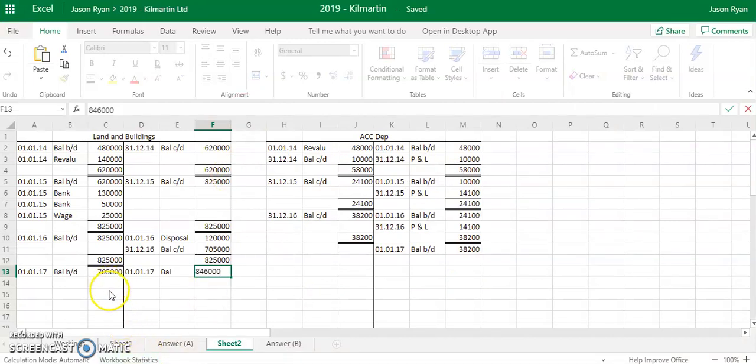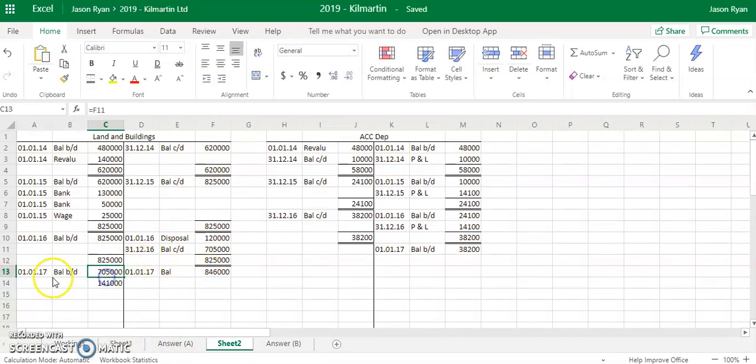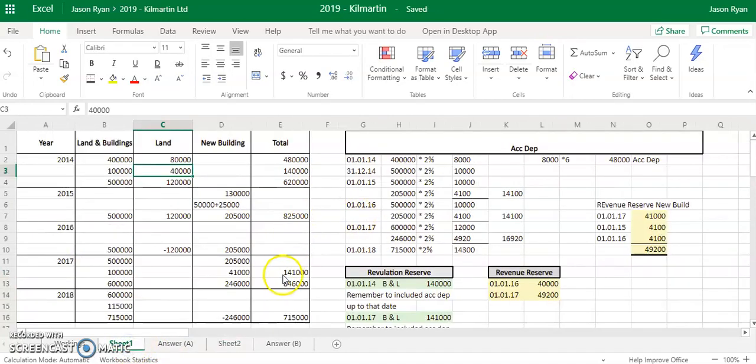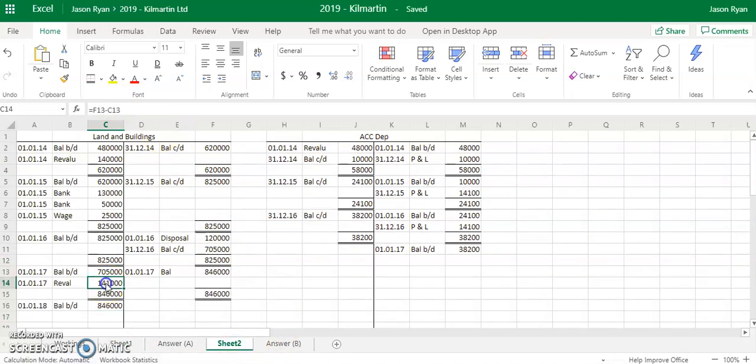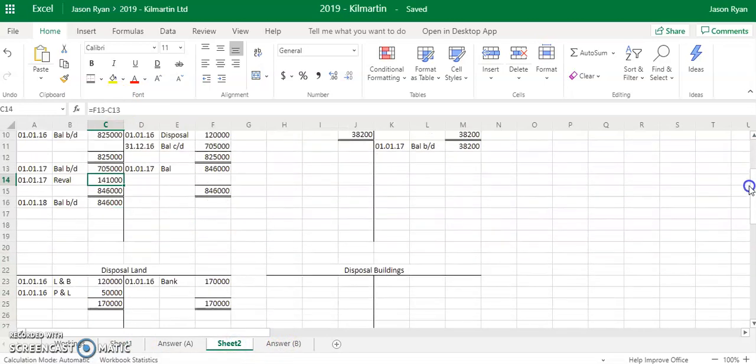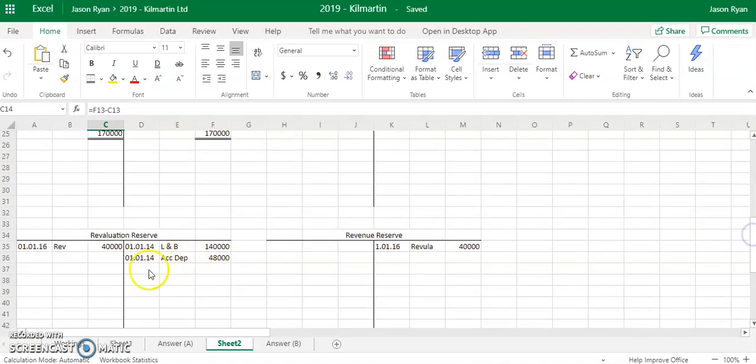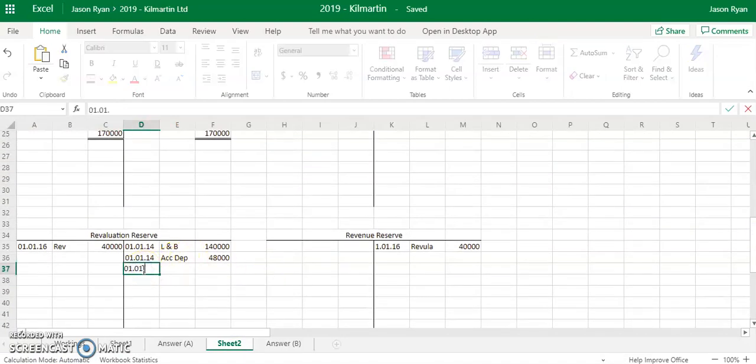So there's going to be a difference between the two. That difference is going to be your revaluation figure of 141,000. We look back here at our account, we would have 141,000 here as well. So you need to bring this 141 down to the credit side of the revaluation reserve.